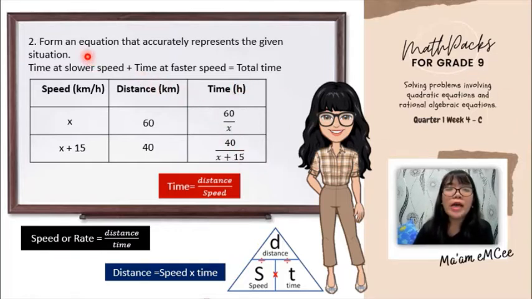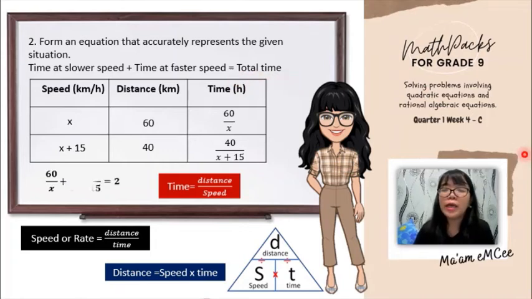Now, we are tasked to get the equation, the working equation. Now, time at slower speed plus time at faster speed is equal to total time. Remember, our total time is equal to 2 hours because it took Jim to travel 100 kilometers in 2 hours. So that means to say our total time is 2 hours. So if we are going to add our time at slower speed, which is 60 over x, and then our time at faster speed, which is 40 over x plus 15, that will be equal to our total time, which is equal to 2.